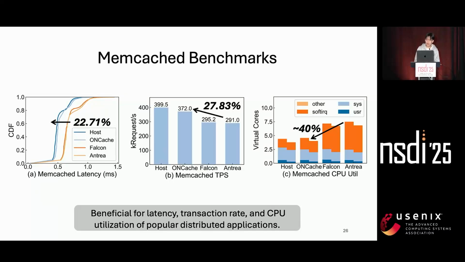And finally, our evaluation shows that ONCache benefits real-world applications in terms of latency, transaction rate, and CPU utilization. We have evaluated popular applications, including Memcached, PostgreSQL, and Nginx. And you can find more evaluation results in our paper.